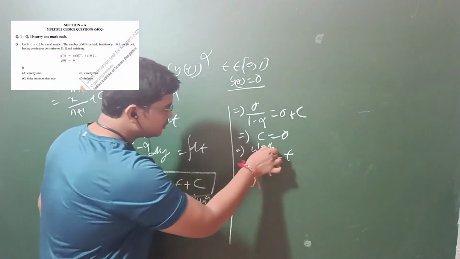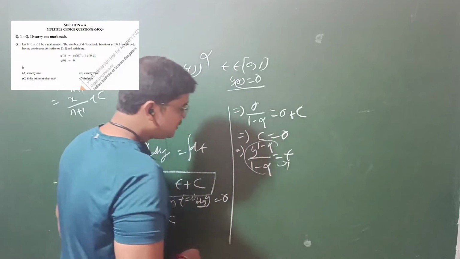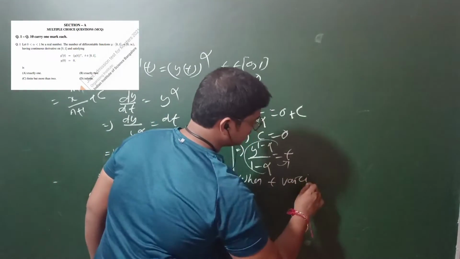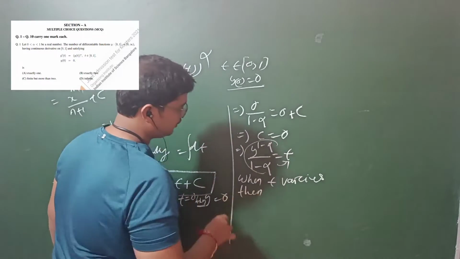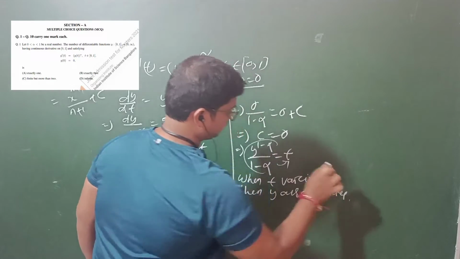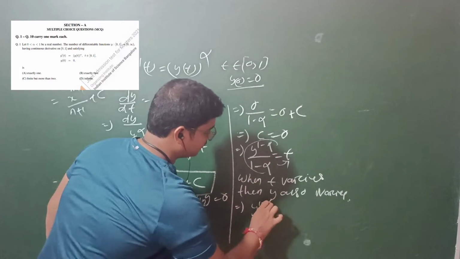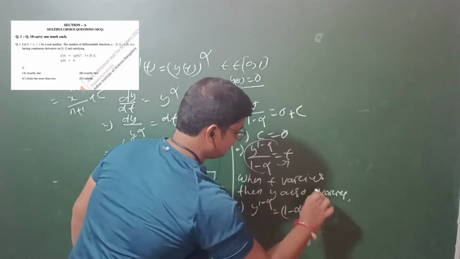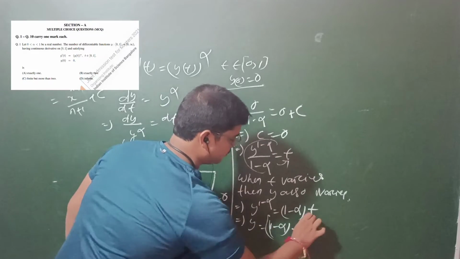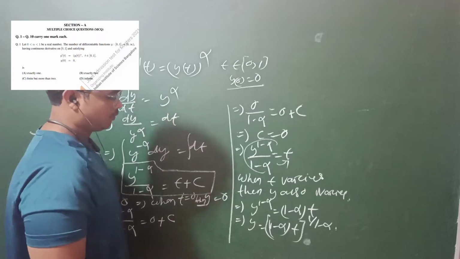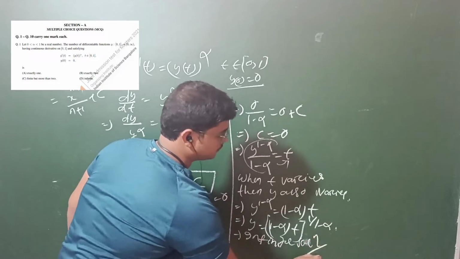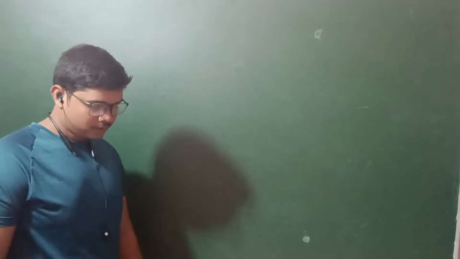Now the solution depends upon t. When t varies, then y also varies. This implies y^(1-alpha) = (1-alpha) t, which implies y = ((1-alpha) t)^(1/(1-alpha)). So this is an infinite solution. Now the next question.